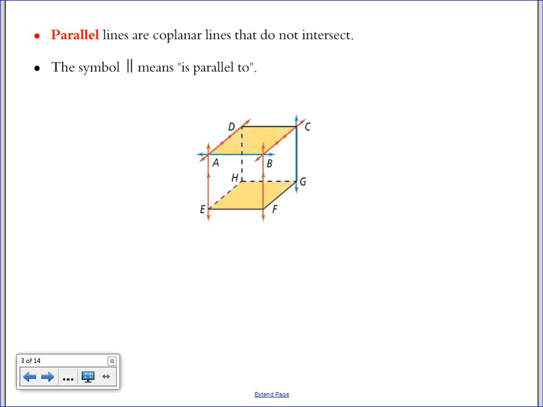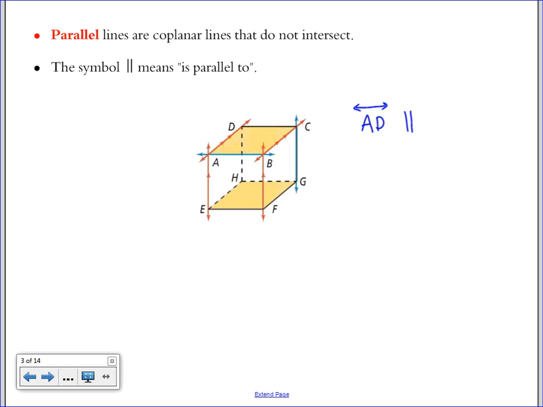And here's a picture of kind of a cube figure. And there are lots of parallel lines all over this thing. The symbol, two lines right next to each other, means is parallel to. So I'm going to write a few statements that are true here. For example, two red lines up at the top. So the line AD, remember lines are written with a symbol above it that shows a line with an arrow on both ends. Putting this symbol here means is parallel to.